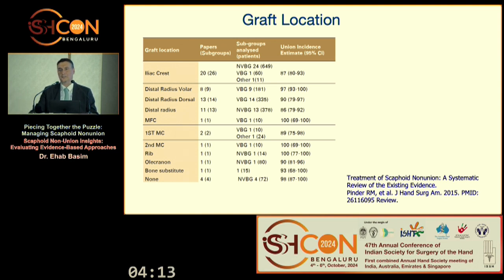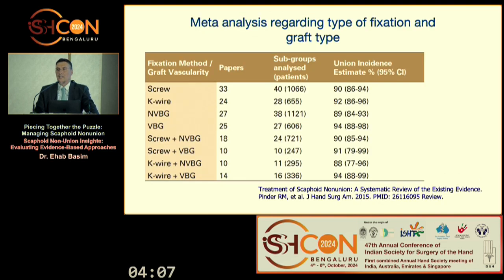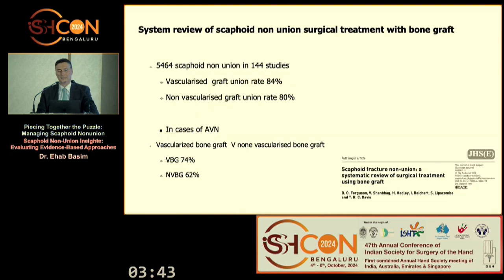Now, if we look at the location of the graft, everybody has a preference, and the literature actually supports you. Continue doing whatever you do, because there is not much of a difference, even with the meta-analysis. Is there any difference in the type of graft, vascularized or non-vascularized, and the type of fixation? Not really. Even with the K-wire and non-vascularized bone graft, there are 11 studies with almost 300 scaphoids, and they have a good union rate. So there's not much of a difference, except in this systematic review, the only difference they found is that whenever there is an avascular necrosis, the vascularized bone graft does better.